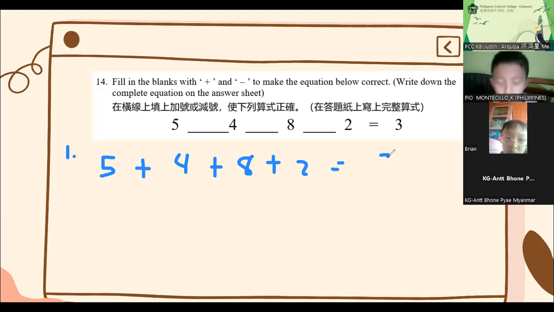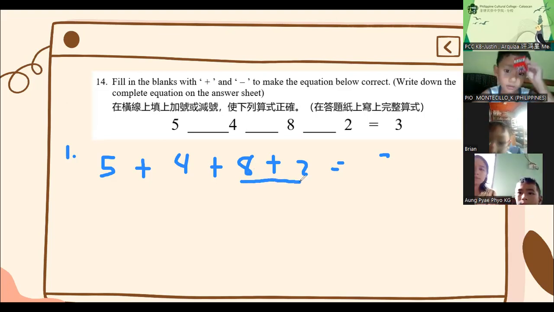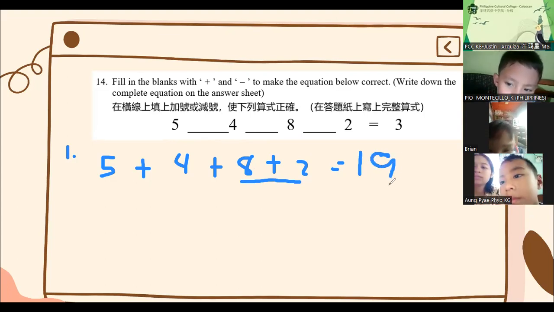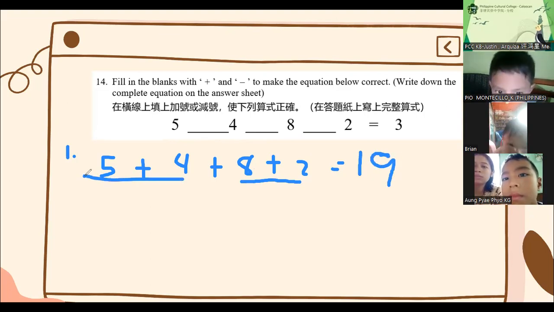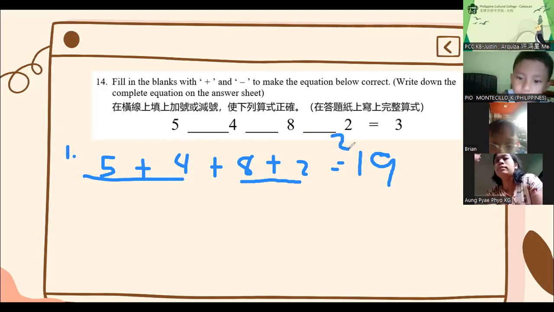Step 2 is we are going to solve for this to get the new sum. So 5 plus 4 plus 8 plus 2, what do you think would be the answer? 19, right? 5 plus 4, that is 9. And then 8 plus 2 is equal to 10. So 9 plus 10, that is 19. So this is actually 19 here. So that is our second step: to find the sum when we assume addition.